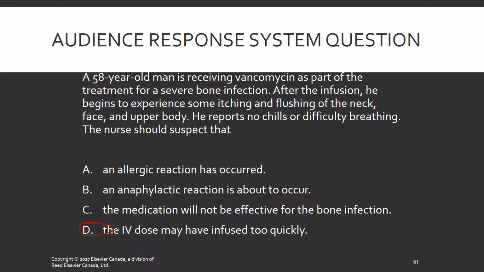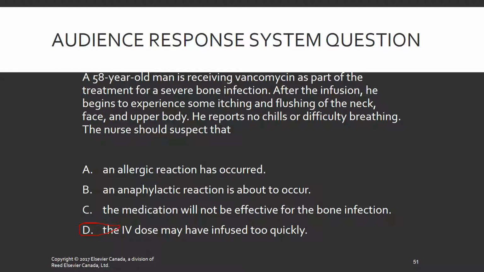So, another question. A 58-year-old man is receiving vancomycin as part of the treatment for a severe bone infection. After the infusion, he begins to experience itching and flushing of the neck, face, and upper body. He does not report chills or difficulty breathing. So what do you suspect is going on?